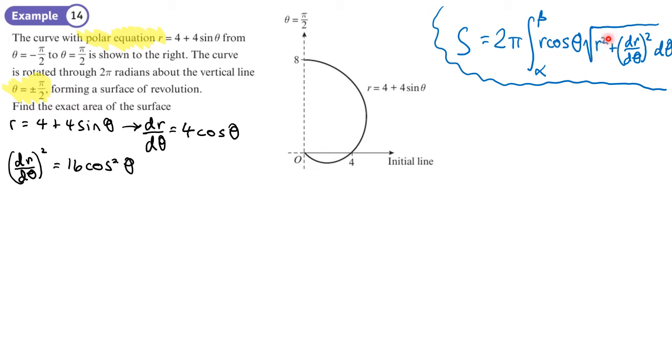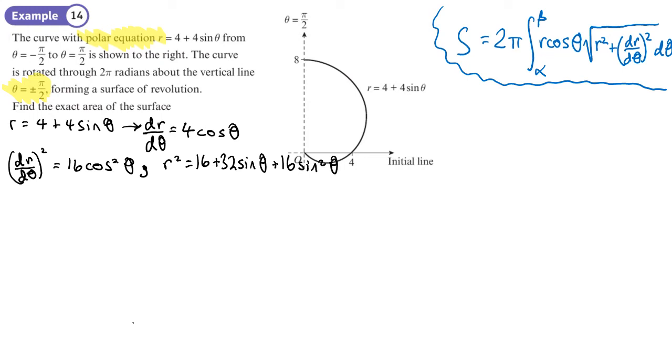Now we also need r squared in there as well. So while we're at it, might as well work out what r squared is. It's going to be this times itself. So that'll be 16 plus 32 sine theta plus 16 sine squared theta.